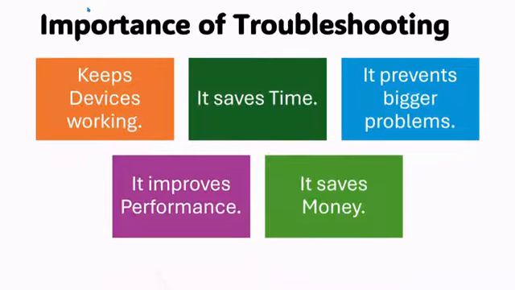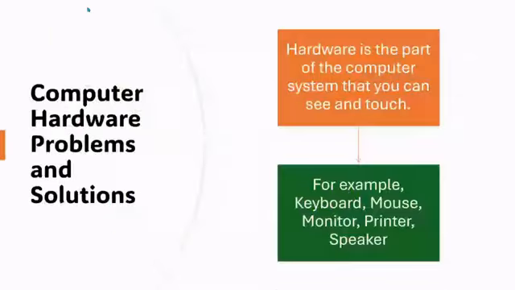So moving right along, we're going to look at some computer hardware problems and solutions. But first and foremost, we must define what hardware is. Hardware is a part of the computer system that you can see and touch. We're talking about your keyboard, your mouse, your monitor, your printer, the speaker, and the list goes on. Any part of the computer system that you can see or touch, we refer to as hardware.